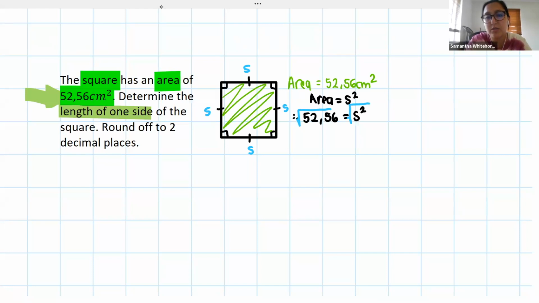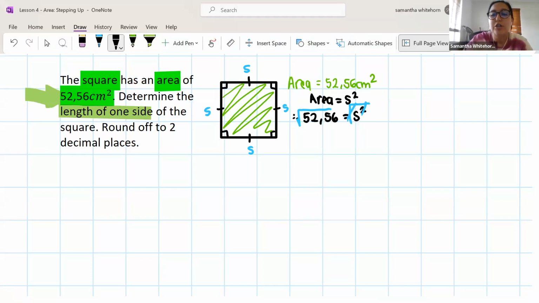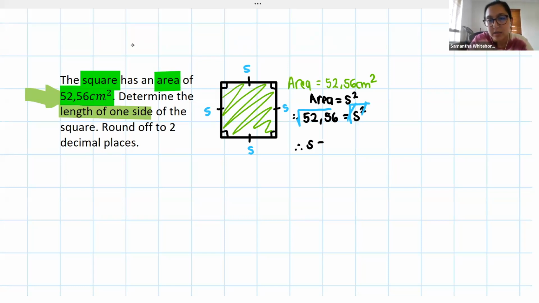So what we need to do is square root both sides so that I get rid of my square. And if we square root 52,56, we get a whole long decimal. So we get that the side is equal to 7,249827, and there's a whole bunch of numbers after that.